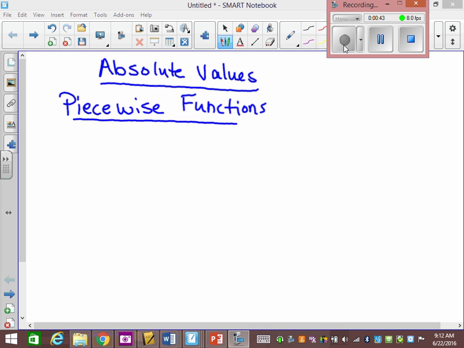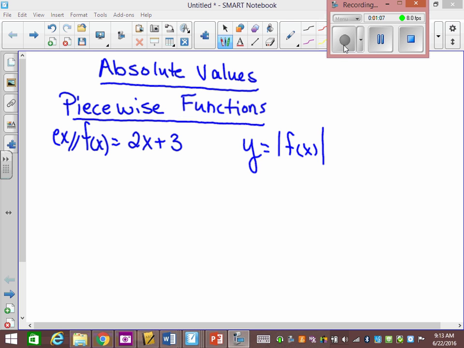So an example would be like y equals 2x plus 3. And then instead of y, actually it'd be f of x. f of x equals 2x plus 3. y equals the absolute value of f of x. So if it says that y equals the absolute value of f of x, you fill f of x into those absolute value signs, right? So we'd actually have y equals the absolute value of 2x plus 3.